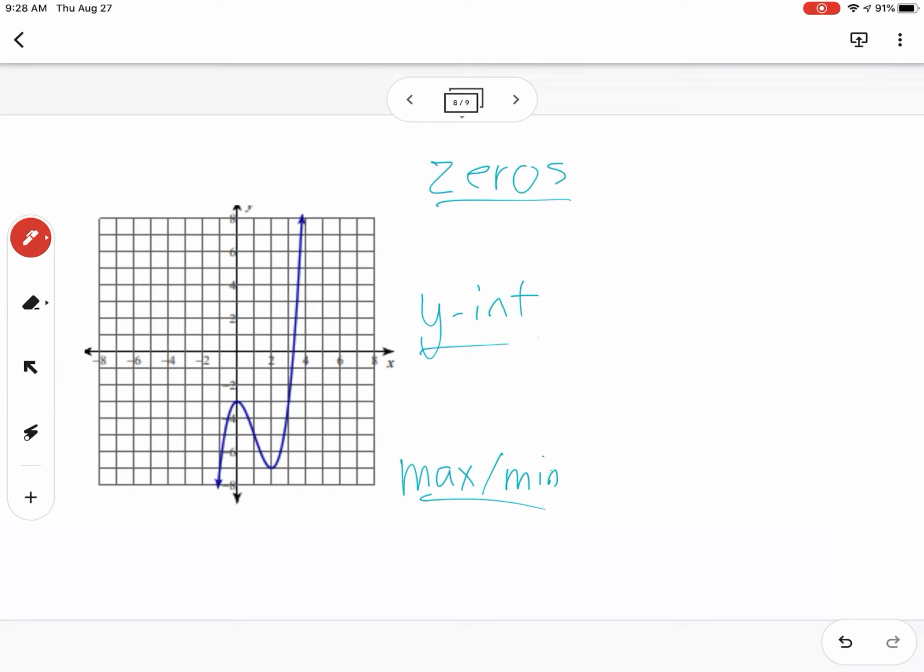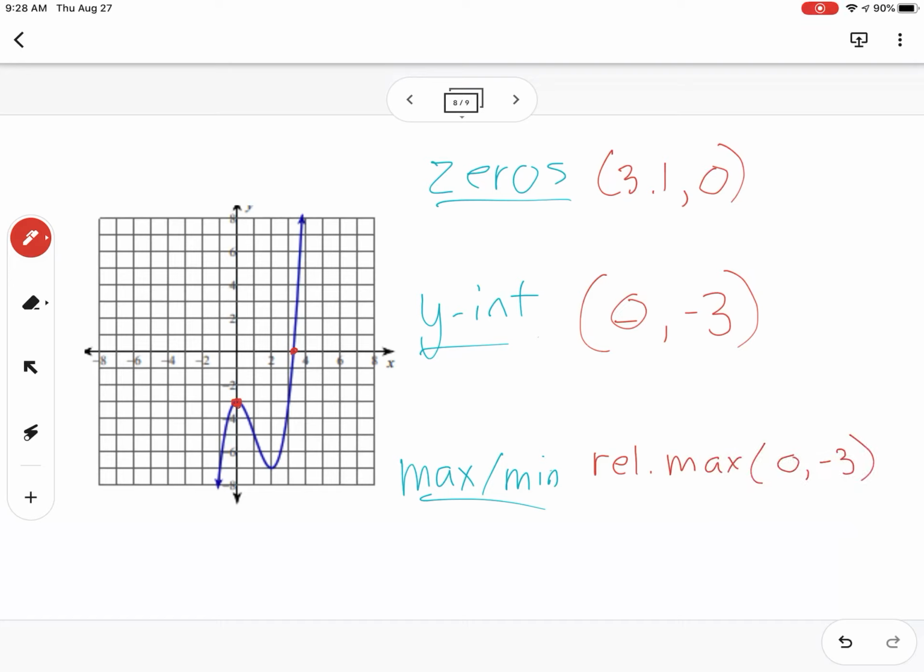Okay, so for zeros, we only have 1 zero this time. It's on 3.10. Our y-intercept is 0, negative 3. We have one relative max. It's actually the y-intercept, so 0, -3 again. That's a relative max there. And we have a relative min at this bump here, at 2, -7.